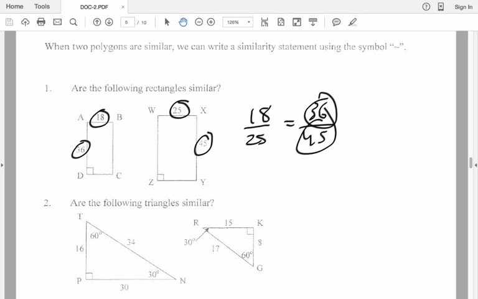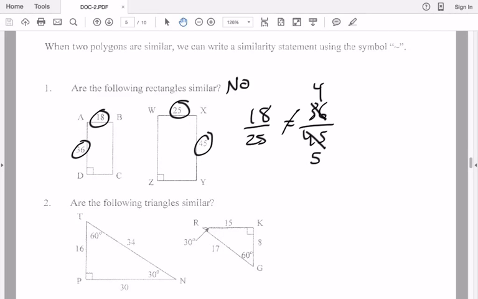This one right here, I can divide this one by 9 and this one by 9. So this would be 4 and this would be 5. So that's 4 over 5. And there's no way I'm going to be able to simplify 18 over 25. So these are not proportional. That means they're not similar. So are they similar? No, because the sides are not proportional.